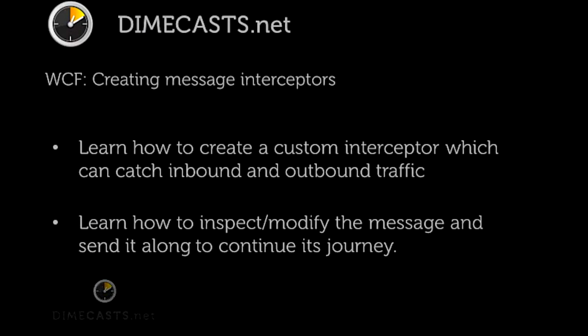In this episode, we're going to take a look at how we can extend WCF to create custom message interceptors. We'll take a look at how we can create a custom message interceptor to catch both inbound and outbound traffic. We'll also take a look at how we can inspect and/or modify this message before we send it along its way and let it go inbound or outbound. Let's go ahead and get started.